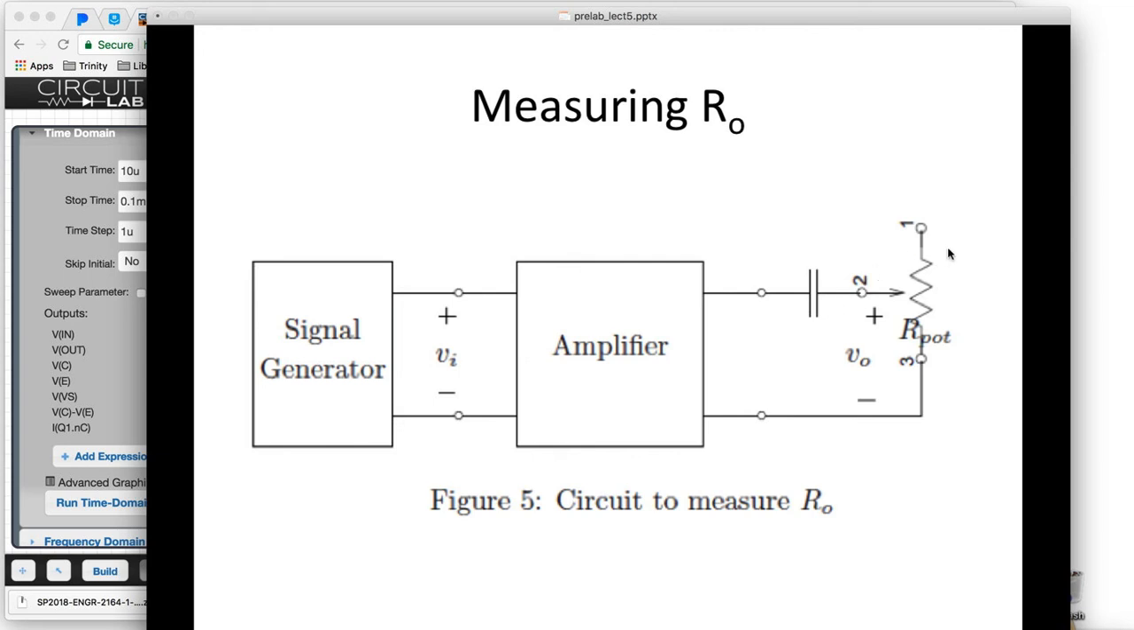Do make sure when you're adjusting R pot, you're changing how much current this thing takes. Therefore, it's possible you're changing how much current the amplifier takes from your signal generator. And since the signal generator has some series resistance, you may be changing VI a little bit. You shouldn't much, but you should check it. So make sure that your VI is the same when you have the big 1 mega ohm resistor here as when you have the pot. So you may have to go back and tweak your signal generator just to make sure that that's the case.